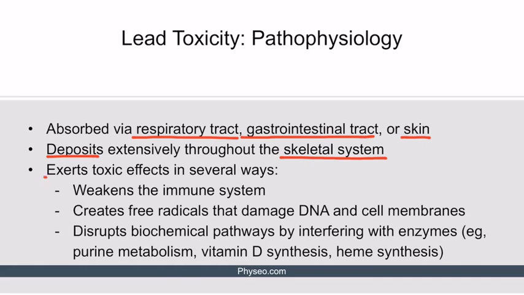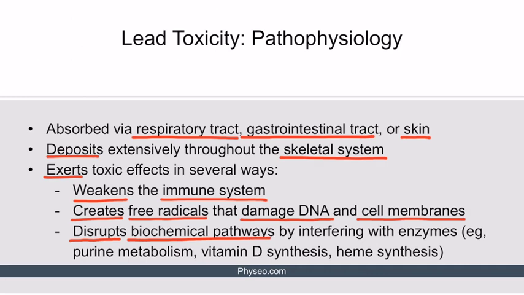Now, lead exerts its toxic effects in several ways. It weakens the immune system, it creates free radicals that can damage DNA and cell membranes, and it disrupts many biochemical pathways by interfering with enzymes. Examples of such pathways include purine metabolism, vitamin D synthesis, and heme synthesis.